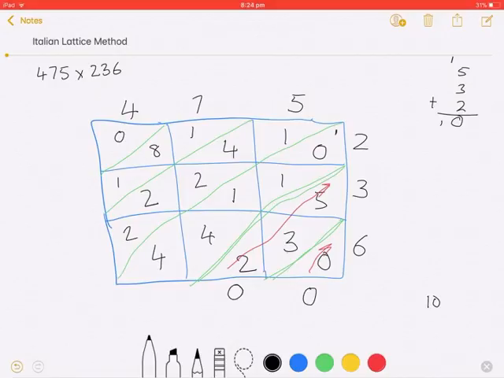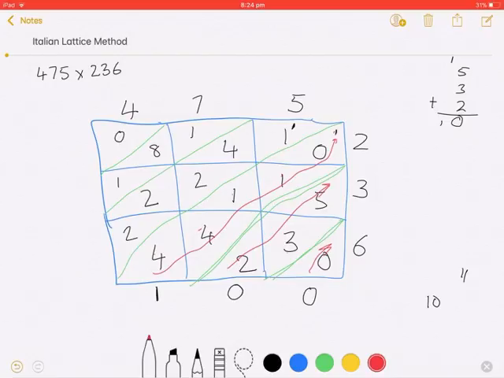So now I do my next group of numbers. That's these guys here. I can't forget that 1 up there either. 4 plus 4 is 8, plus 1 is 9, plus 1 is 10, and plus that 1 that I carried over is 11. I'll write my 1 down there, and I mustn't forget to carry the extra 1 at the top.